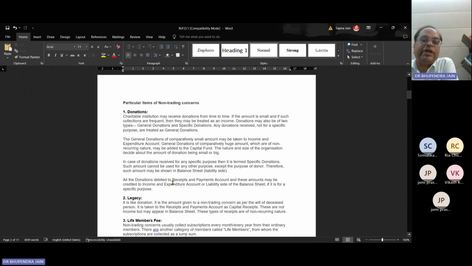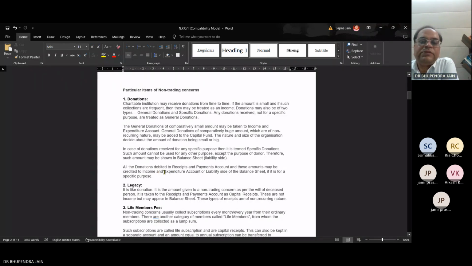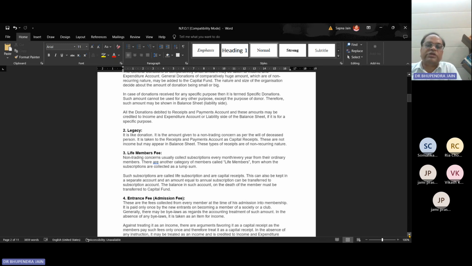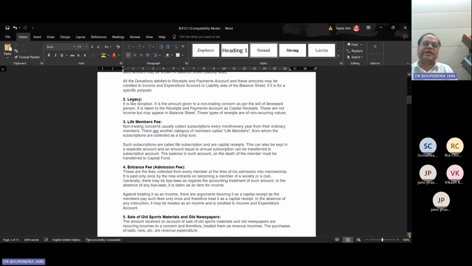Clear? All donations are debited to the receipts and payment account, and these amounts may be credited to the income and expenditure account or to the liability side of the balance sheet if it is for a specific purpose. Simple rule: if the nature of donation is general, it is treated as income, or if the nature of donation is specific, then we will treat such amount of donation as a liability and show it under the liability side of the balance sheet.